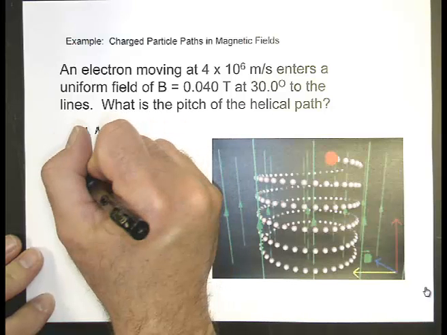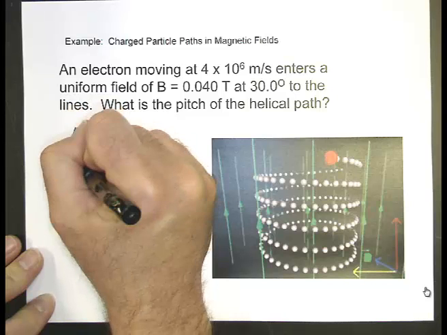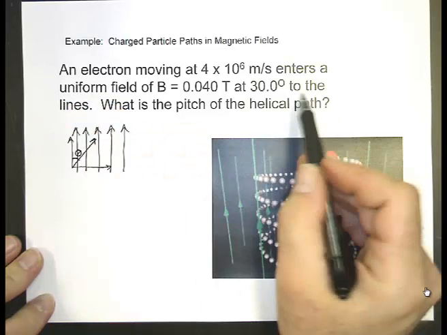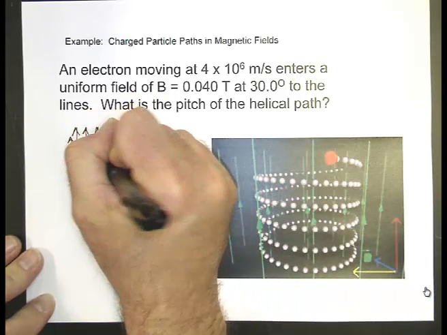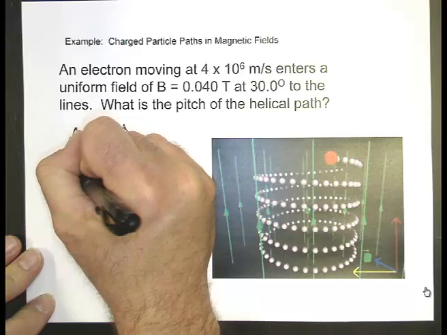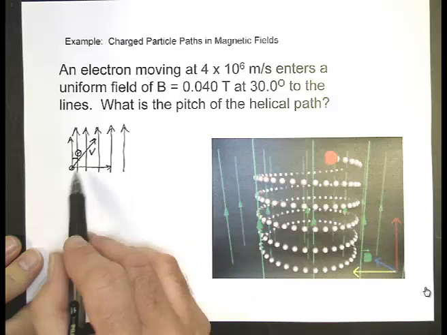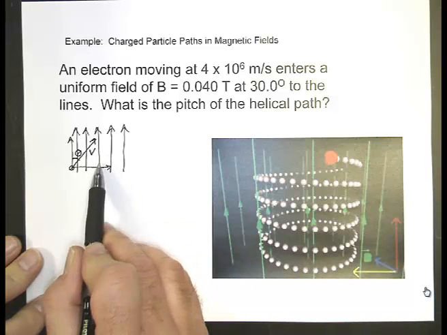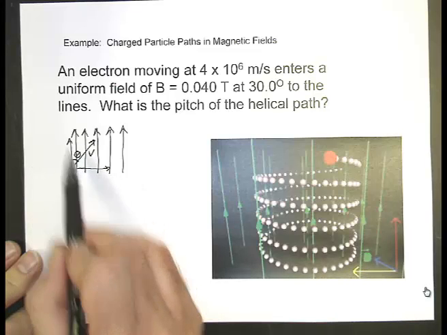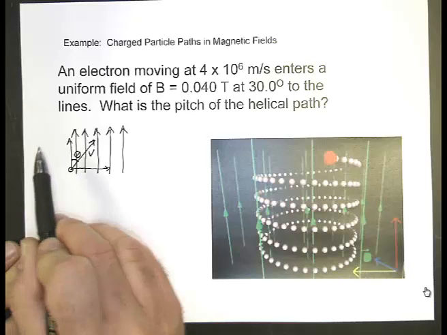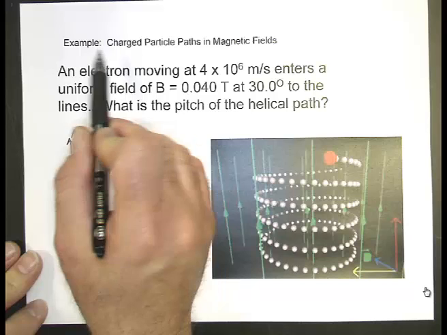This thing is at an angle, and they said that the angle is 30 degrees relative to the magnetic field. So this is 30 degrees. So this electron has a velocity that is at an angle relative to the field. This portion of the velocity is going to make sure that it moves in a circular path. This portion of the velocity is going to make sure that circular path moves upward. So it's going to be this spiral that's going to occur and move up the page.